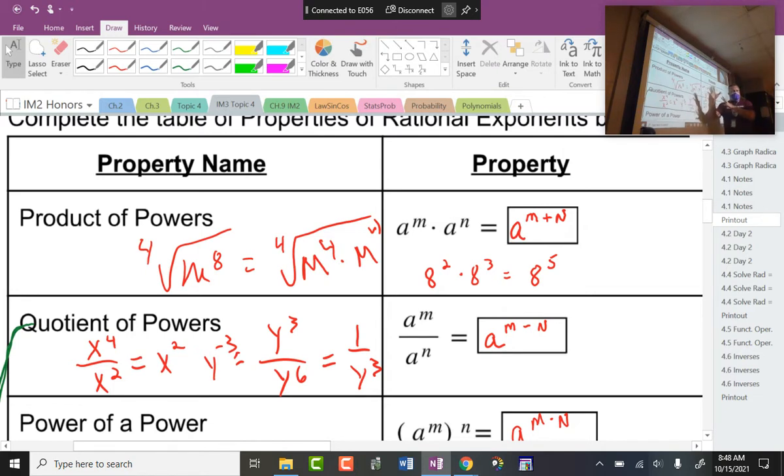It's not about memorizing the rule. It's about knowing what's going on here. So I wanted you to visualize that this is 8 m's multiplied across. And a fourth root wants four things multiplied together to be pulled out. That's the whole idea.